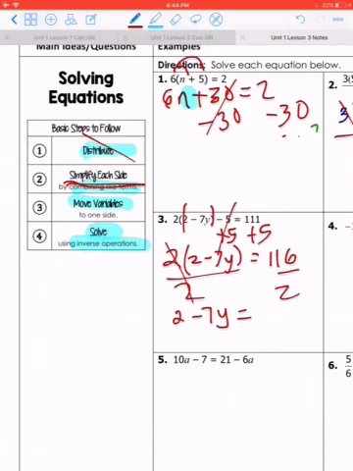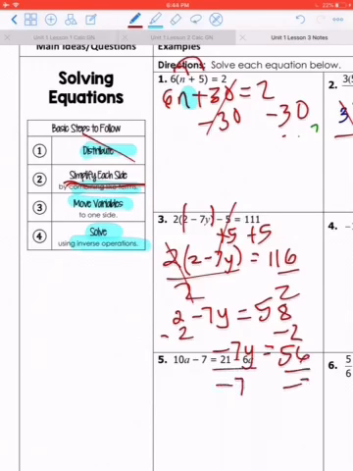Okay, so 116 divided by 2 should be 58. Okay, then subtract 2. Negative 7y equals 56. Divide by negative 7. And y equals negative 8.